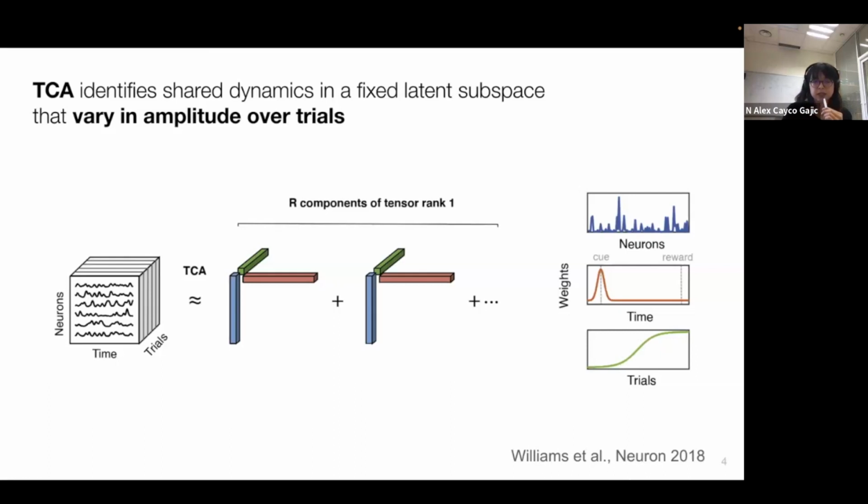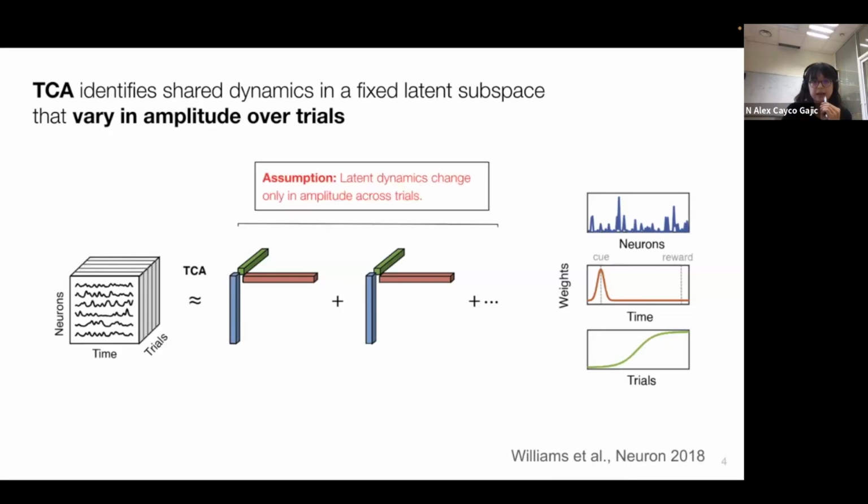So the limitation of TCA is that it makes a strong assumption that the latent dynamics are only changing in amplitude over trials. So you only really can have a change of this latent variable according to this gain, the amplitude of this particular loading vector here in trials. But you wouldn't be able to have a change of the temporal profile from one trial to another, for example.